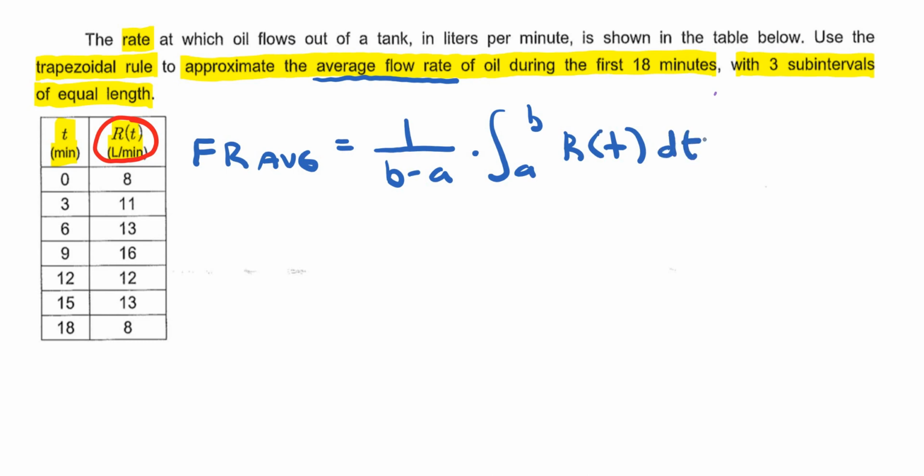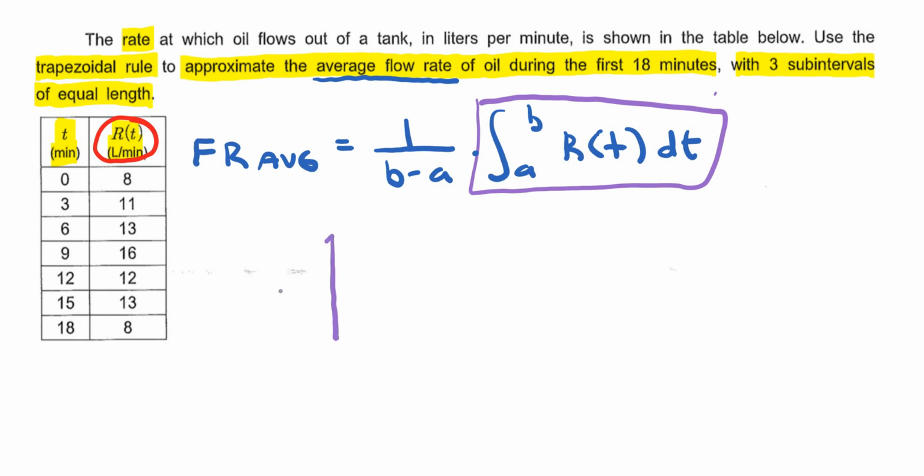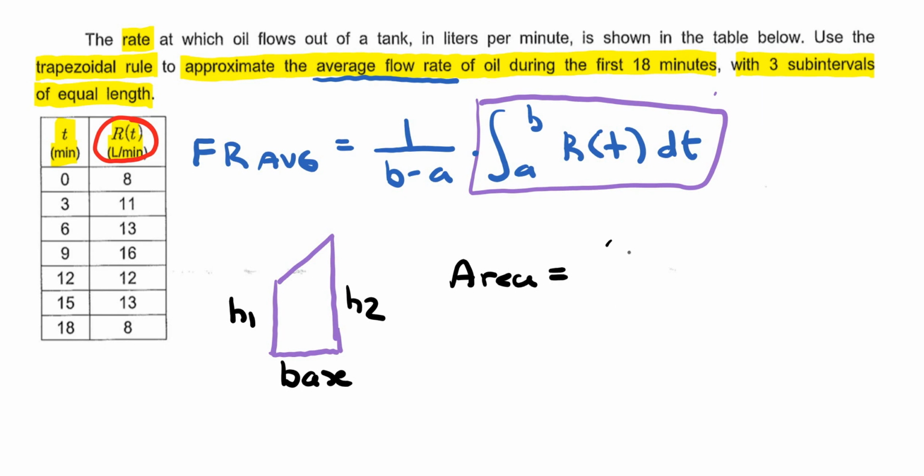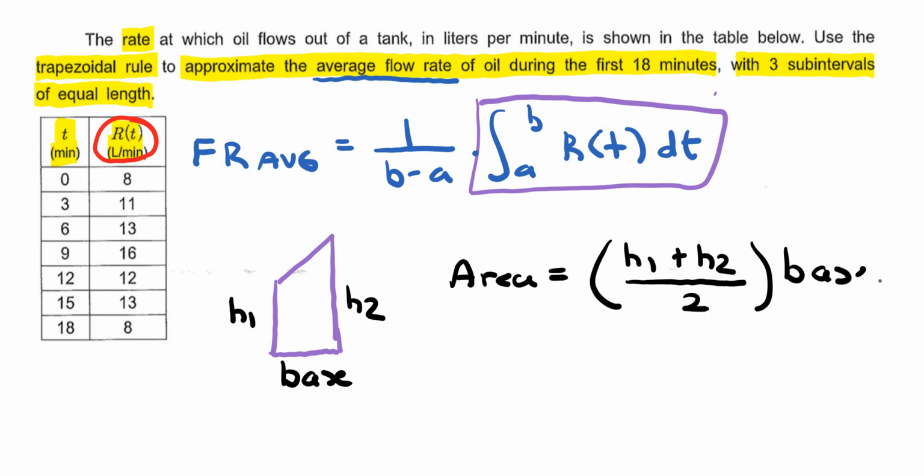Okay, and what we're going to do now is set up the trapezoid rule to figure out this expression right here. When you're given a trapezoid, let me draw one out like this. In your notes, we talked about the area of this trapezoid, with heights h1 and h2, and this is your base. The area of a trapezoid is (h1 plus h2) divided by 2 times the base. Please check your notes on how you can derive that formula.